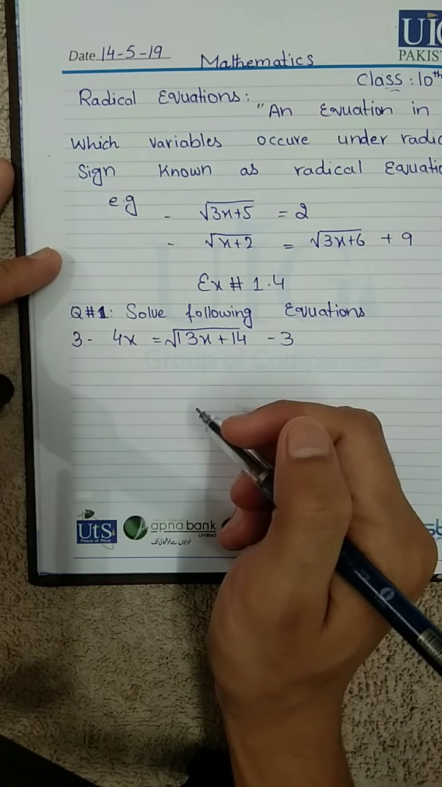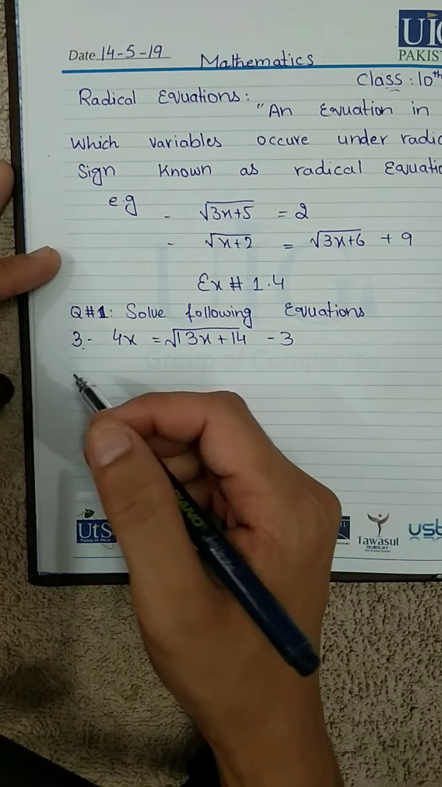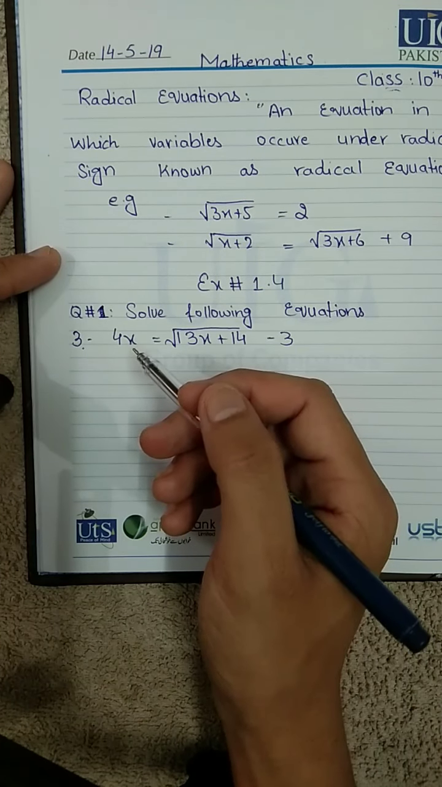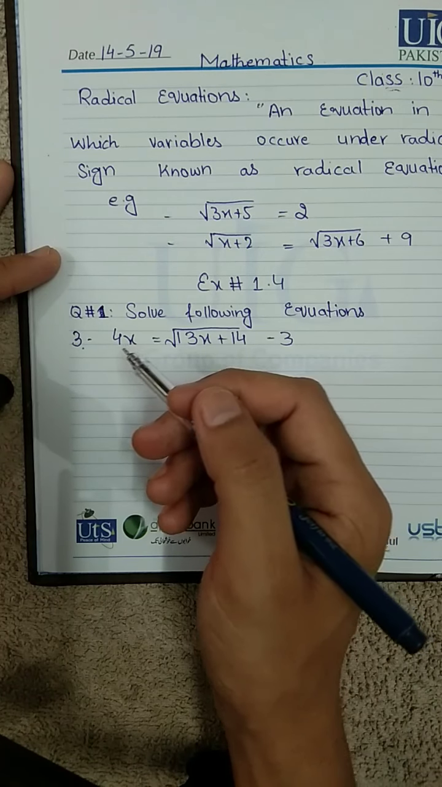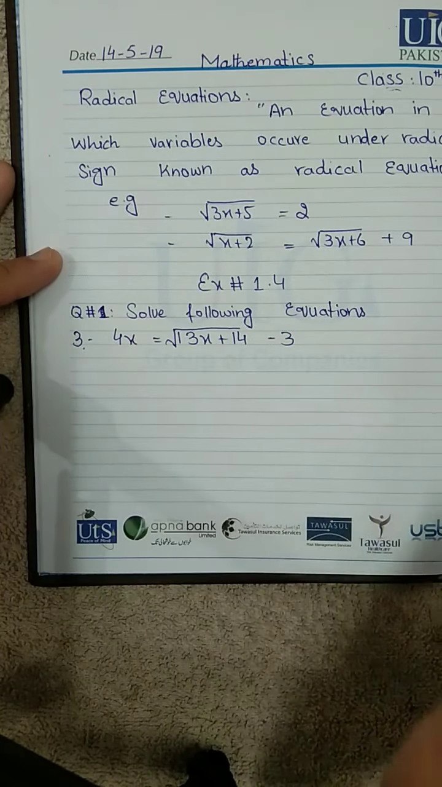So here we have some questions from the exercise. Question number 3. Remember, questions 1, 2, 3 and 4 have the same method. You just need to understand the method, and you can solve any of the questions. You can see the question. All questions 1, 2, 3 and 4 are similar with the same method. Let's solve it.